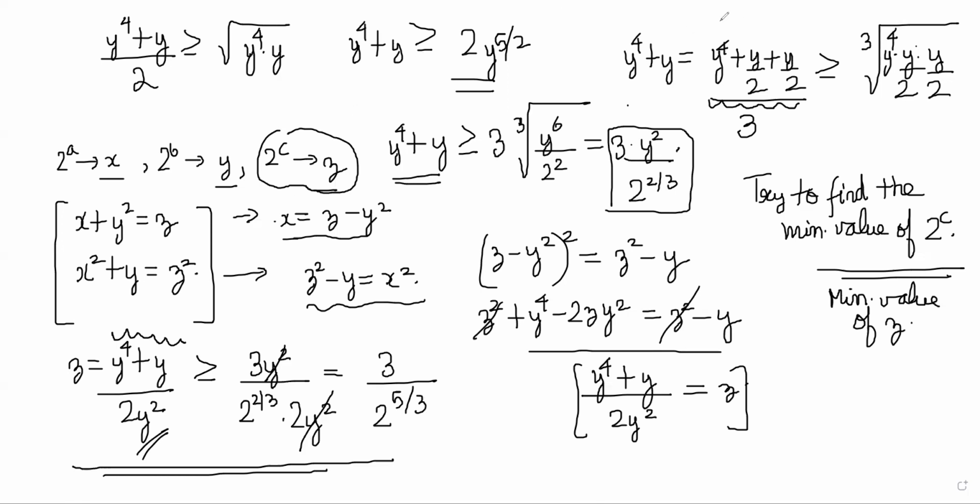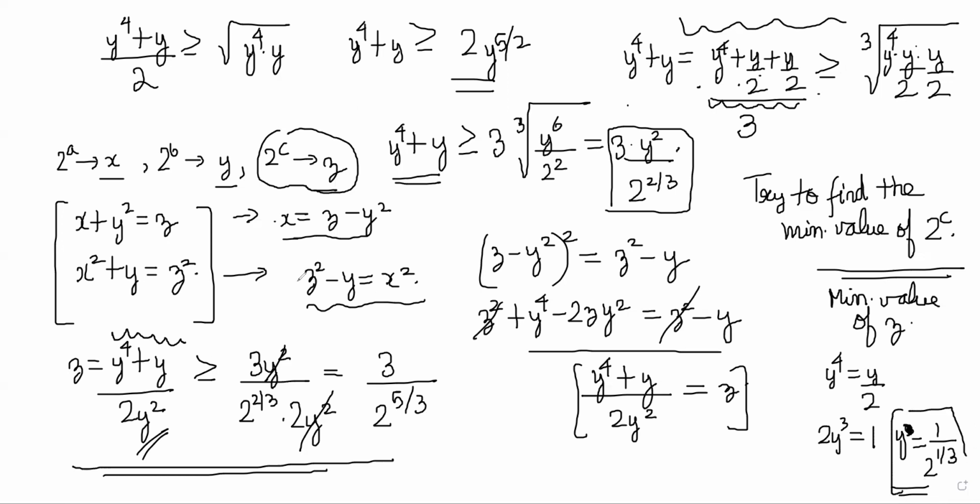This equality will happen only when Y^4 is equal to Y/2, because AM-GM is an equality when the terms are equal, right? So Y^4 should be equal to Y/2 for equality. So you get 2Y cubed is equal to 1, and Y cubed is equal to 1/2, so Y is equal to 1 over 2^(1/3), right? So we can find Y and X and Z. When Y is this, we can find the X value also, because Z is becoming equal to this, right?